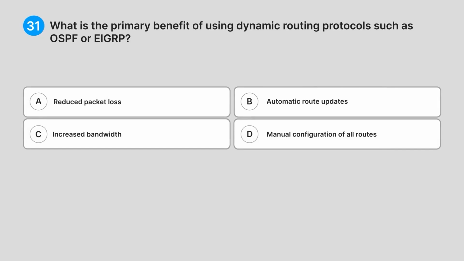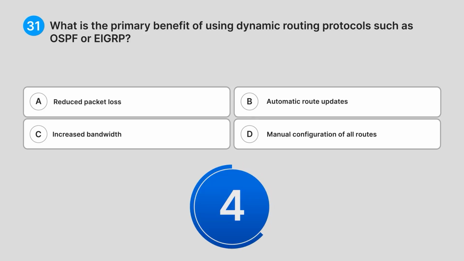31. What is the primary benefit of using dynamic routing protocols such as OSPF or EIGRP? A. Reduced packet loss. B. Automatic route updates. C. Increased bandwidth. D. Manual configuration of all routes. Can you guess the answer?